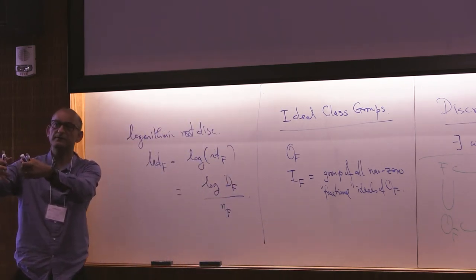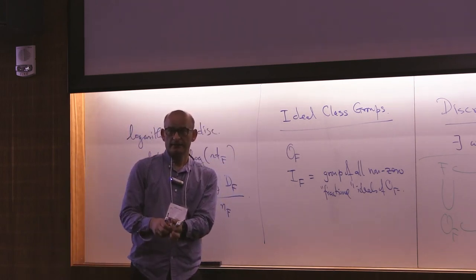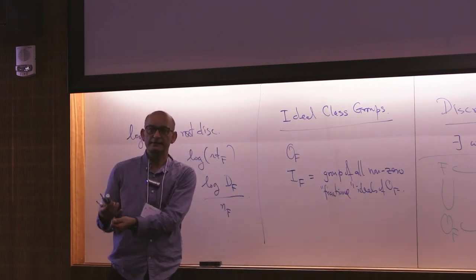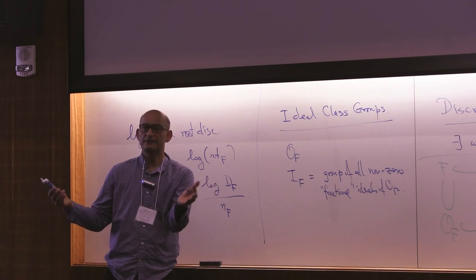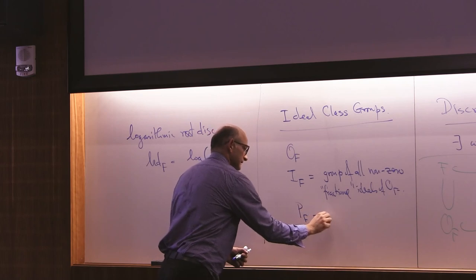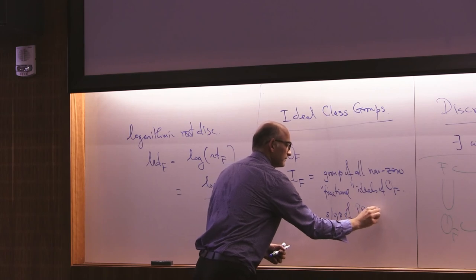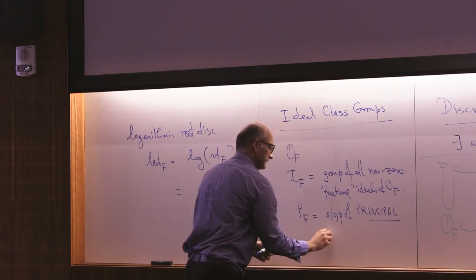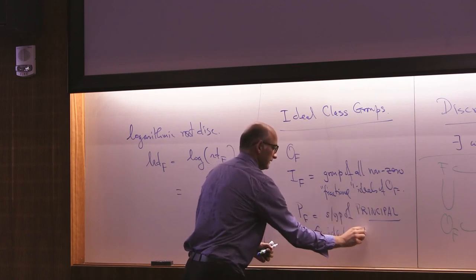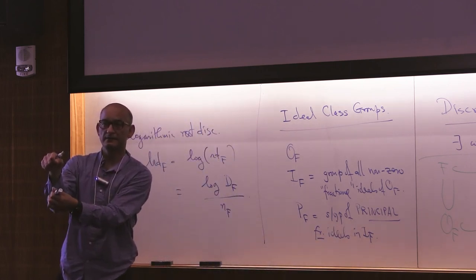You have two ideals, you can multiply them. You may not be able to divide by an ideal, but fractional ideals give you a method for dividing by ideals too, so that you make a whole group instead of just a semigroup. Okay? And then P_F, this is the subgroup of the principal fractional ideals in I_F. So the principal ones are the ones that are generated by one element.